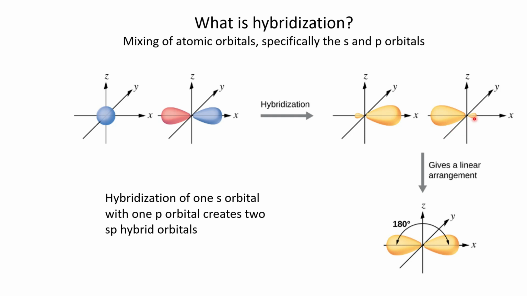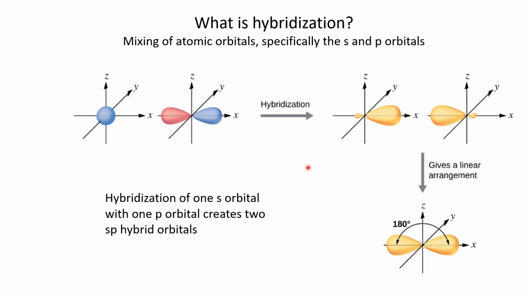Now, there are a couple of things that I want to point out. Your number of orbitals is going to be conserved. So we mixed one s and one p. We mixed two different orbitals, so we are going to get two hybridized orbitals. Because we mixed the px here with the s, our hybridized orbitals are along the x-axis right here.